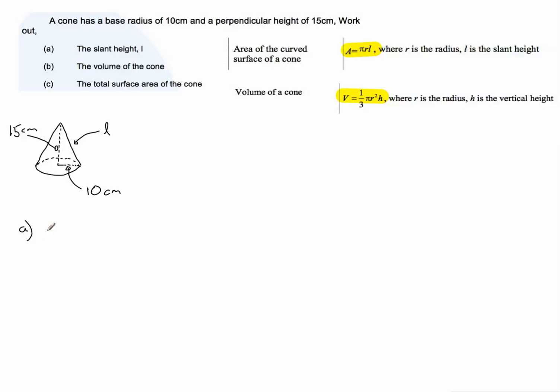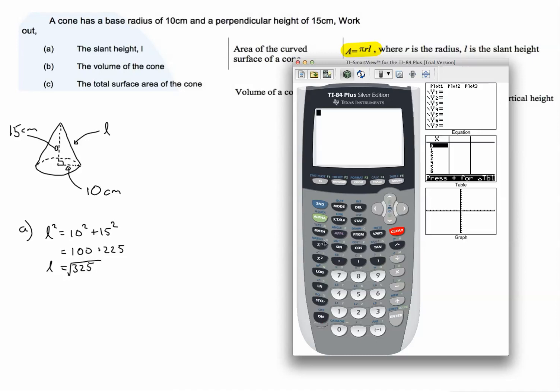So to start this question, I need to extract that triangle there by looking at the sides. So that's 10, here's my right angle, that's 15 and that's L. So I know I can use Pythagoras' theorem to say that L squared will be equal to 10 squared plus 15 squared. Okay, and I'll do some quick maths on there. I'm going to have 100 plus 225, and then that's a total of 325. So the slant height L is going to be the square root of 325.